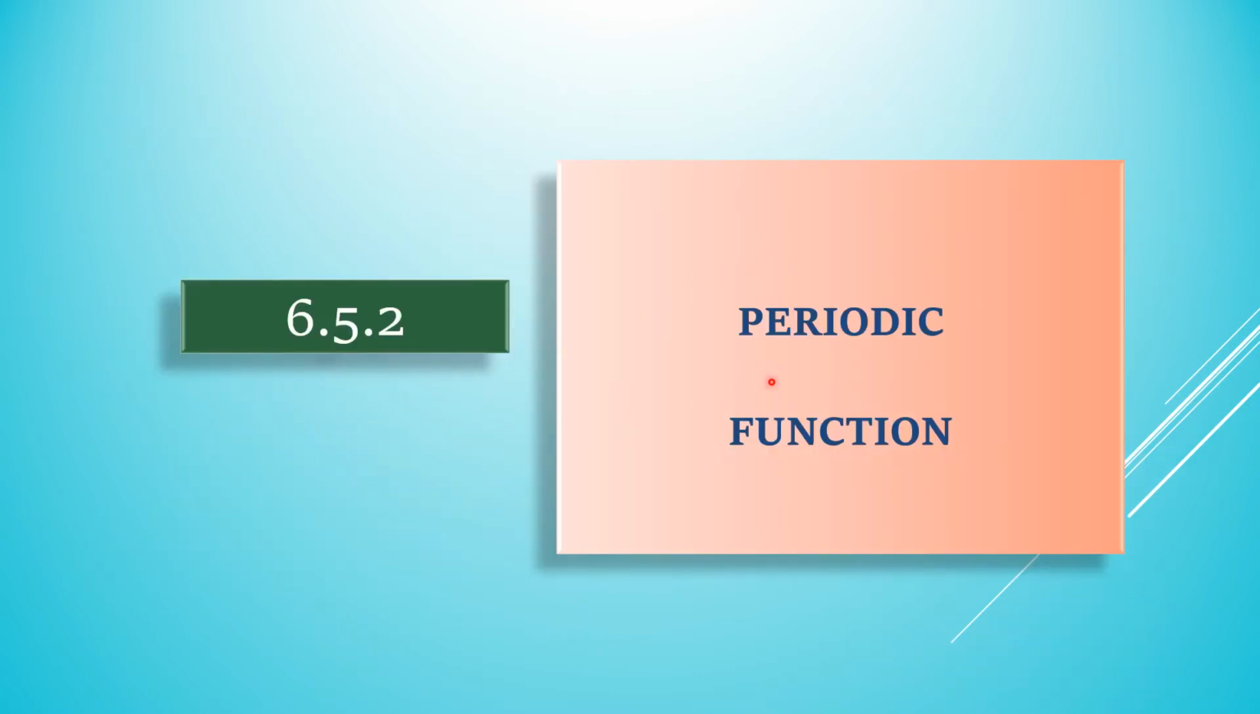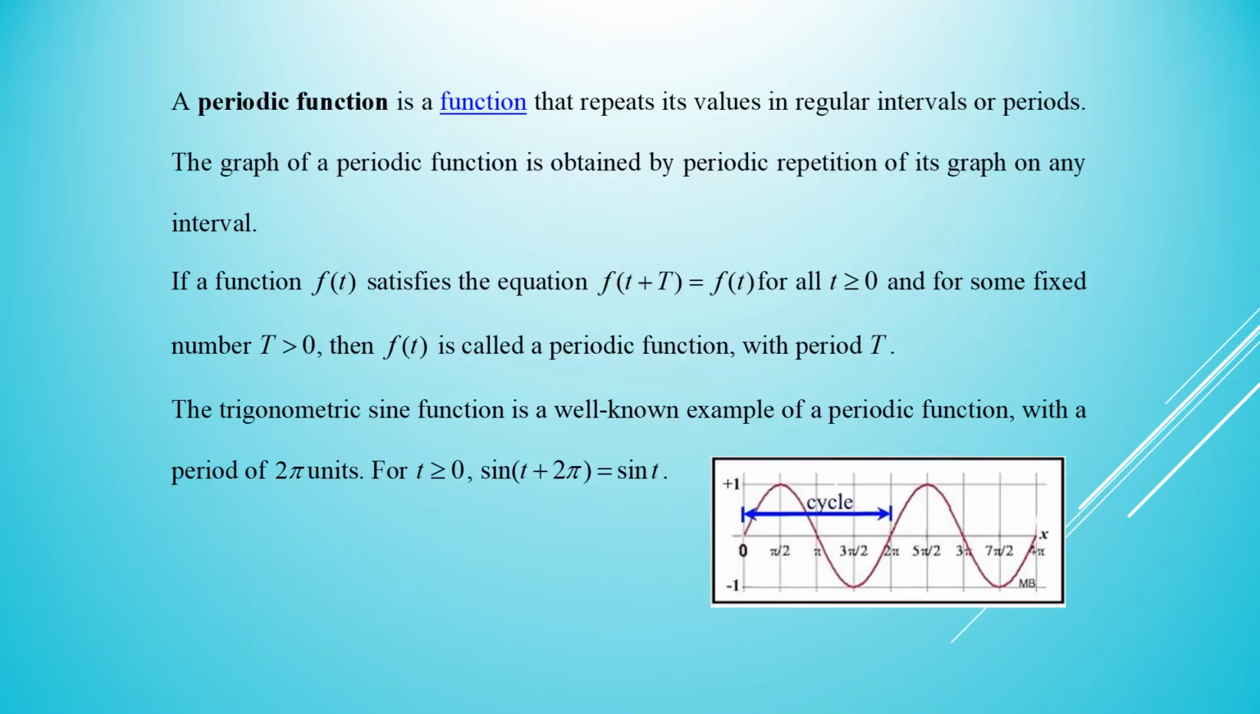6.5.2 Periodic function. A periodic function is a function that repeats its values in regular intervals or periods, and the graph of a periodic function is obtained by periodic repetition of its graph on any interval. Let us look at the graph of a sine function defined from 0 until infinity. Okay, so notice that the graph makes one complete cycle from interval 0 until 2 pi, and the graph repeats itself after every 2 pi units.